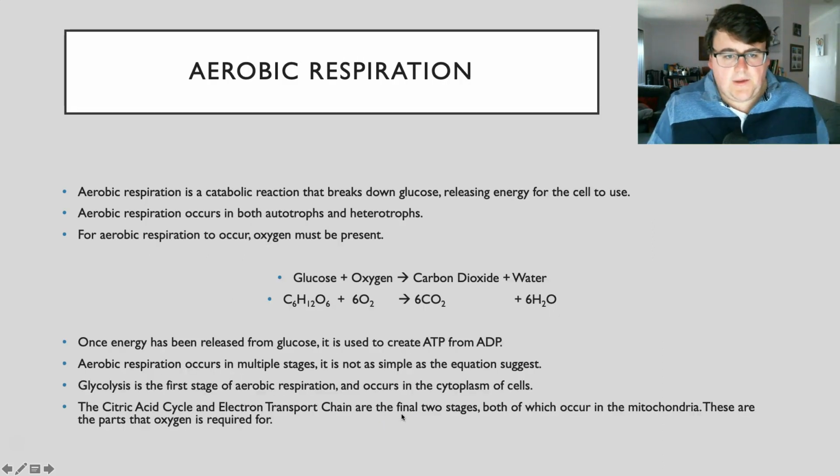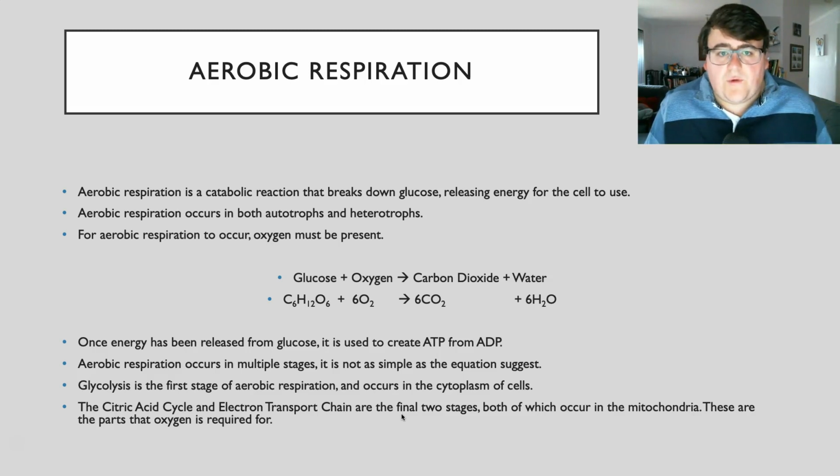What happens once we've created that glucose, that energy-rich molecule, through photosynthesis? Well, we need to obtain the energy from it, and that's what aerobic respiration is. So aerobic respiration, again, is a catabolic reaction this time. We'll talk about that in a later video. So aerobic respiration is a catabolic reaction that breaks down glucose in the presence of oxygen to release energy for the cell to use. Now, aerobic respiration will occur in both autotrophs and heterotrophs.